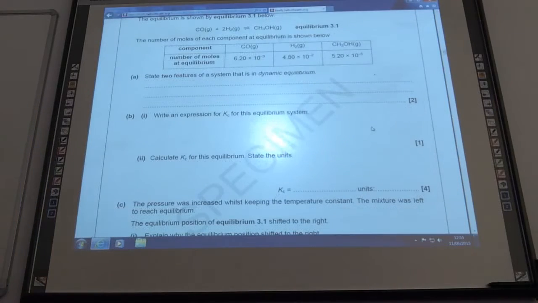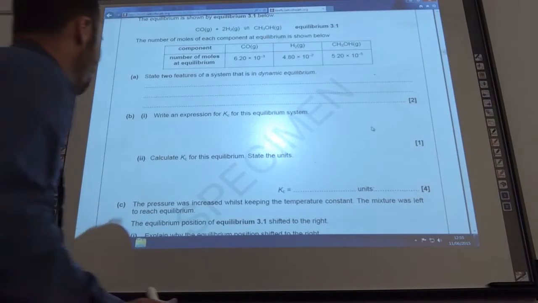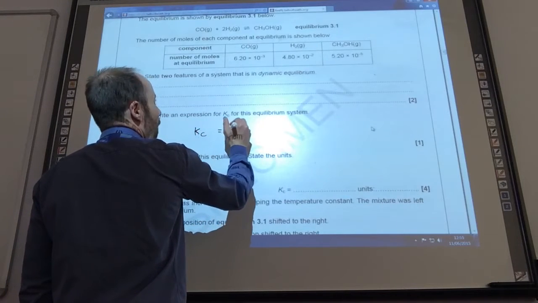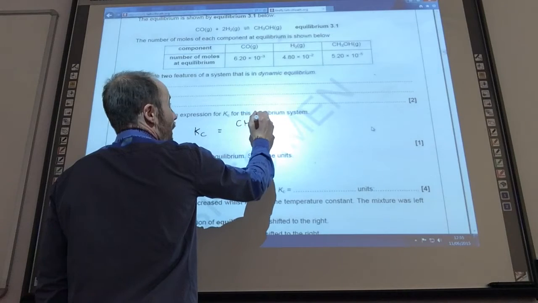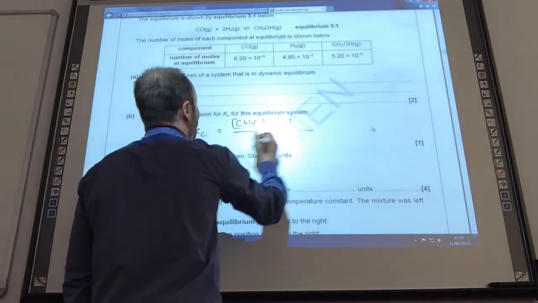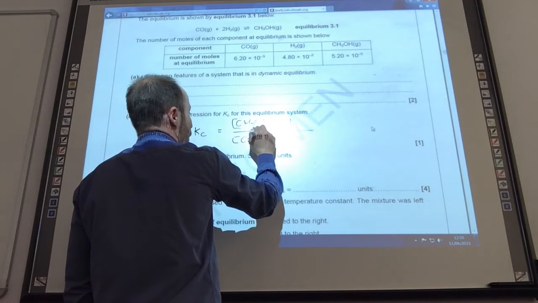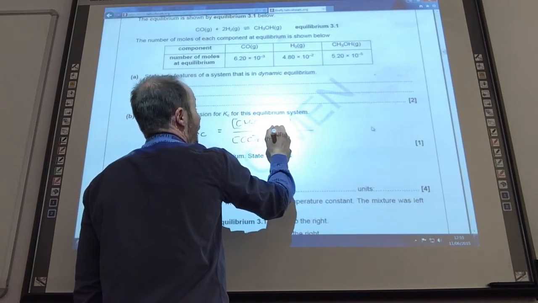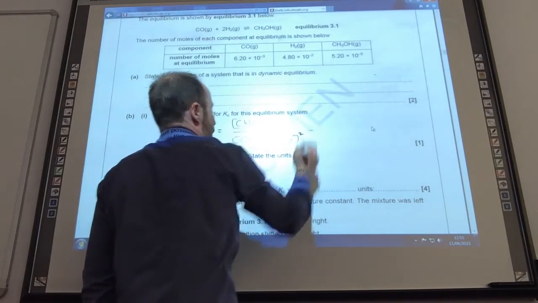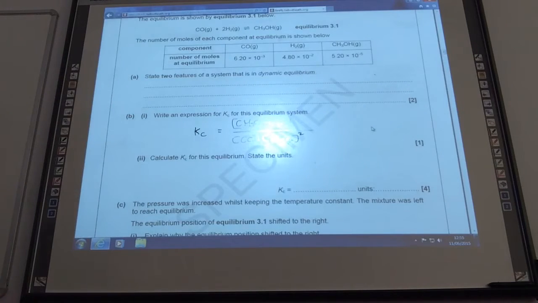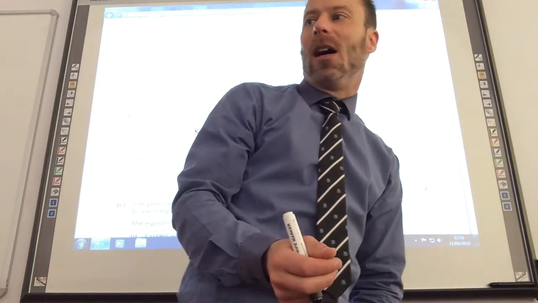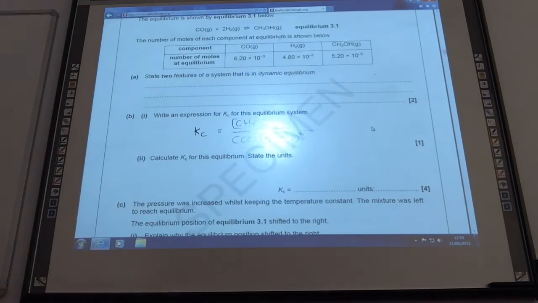Let's do it again. Right, so now it's time to write Kc and then calculate it. So Kc, fairly straightforward for us by this stage. The concentration of methanol divided by the concentration of carbon monoxide and the concentration of H2, remembering, of course, that H2 is squared because you've got 2 moles of it up there. Calculate Kc. Right, first thing we need to convert these moles into concentration.